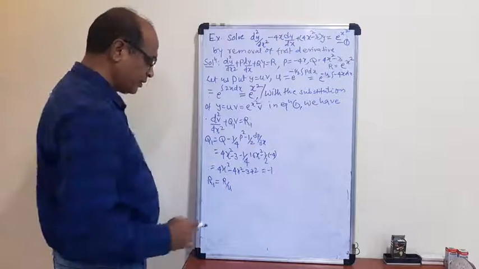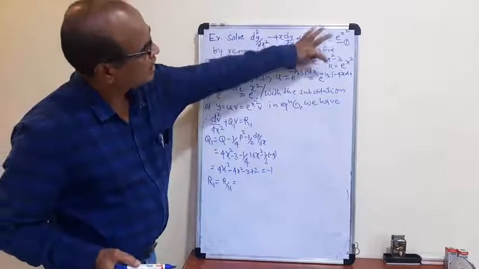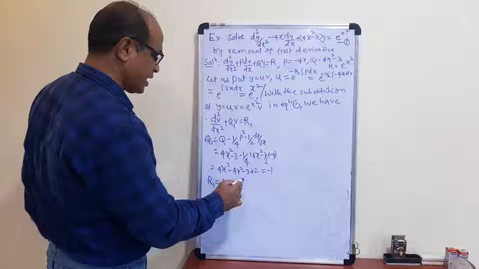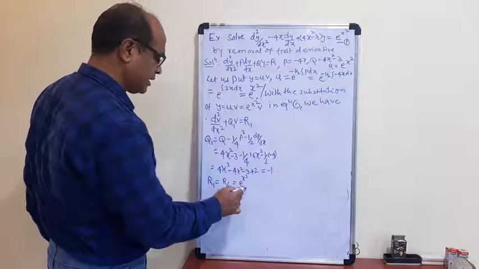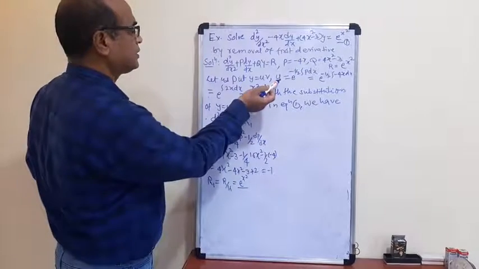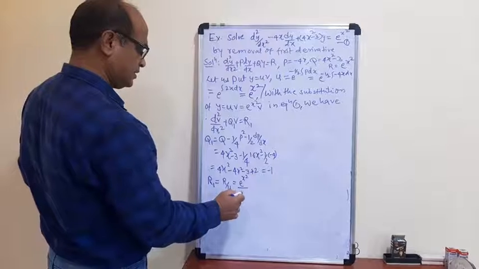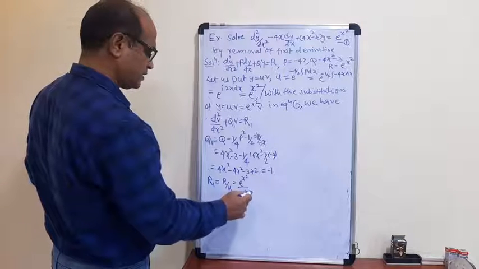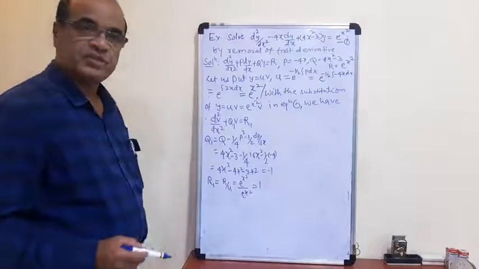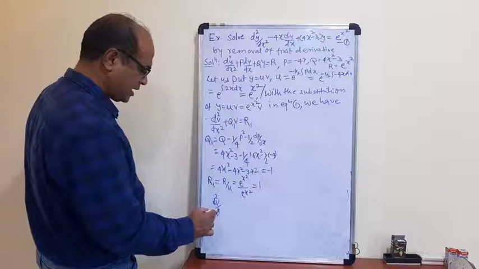r1 is equal to r upon u. So what is r? R is this, e raised to x square, divided by u. What is u? U is this, e raised to x square. They get cancelled, so this is 1. Therefore, this equation becomes d2v by dx square.